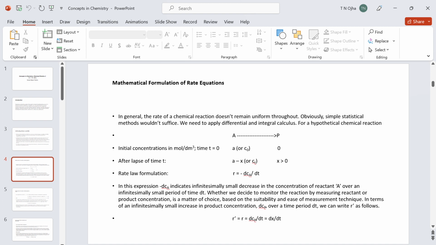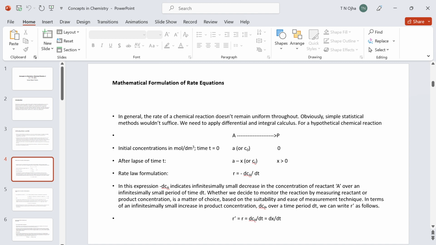Let us now proceed to the mathematical formulation of a rate equation. We will begin with very simple ideas. In general, the rate of a chemical reaction does not remain uniform throughout. In one of the graphs later, this will be shown. Obviously, a simple statistical method would not suffice. We need to apply differential and integral calculus for this purpose.